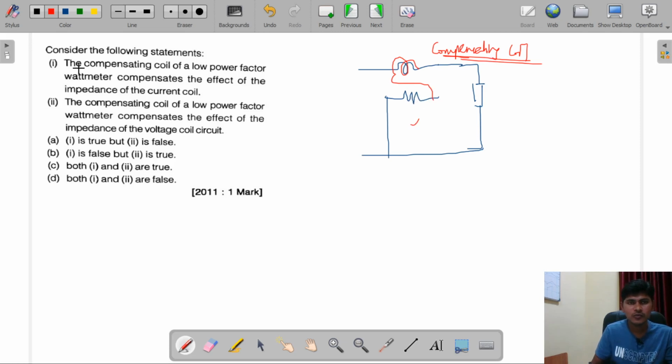Okay, so coming to the first statement, the compensating coil of a low power factor wattmeter compensates the effect of the impedance of the current coil. Wrong statement. The compensating coil of a low power factor wattmeter compensates the effect of the impedance of the voltage coil or pressure coil. Okay, this is the true statement. So statement 1 is false, but statement 2 is true. So option B is the right answer.